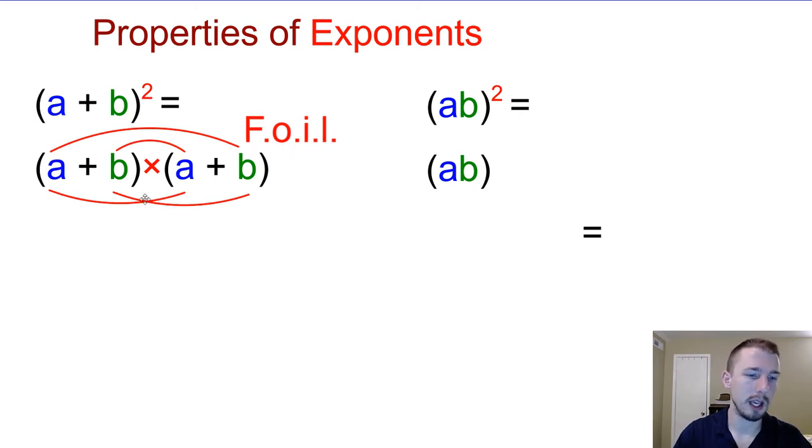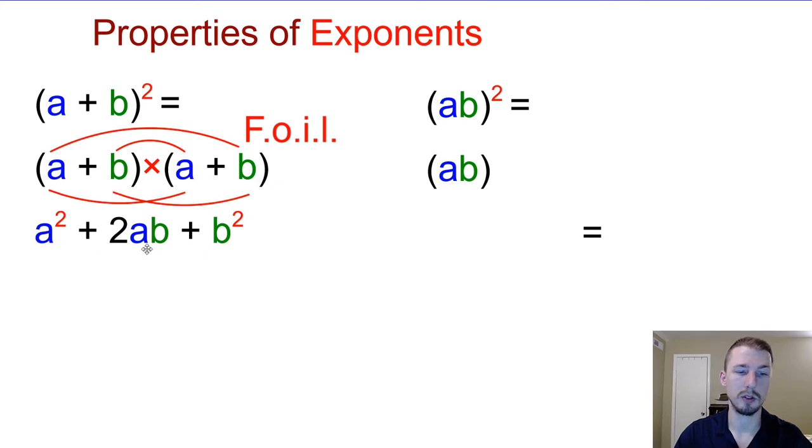So a times a would be the first. The outside is a times b, which is just ab, and then the inside is ba, which is the same thing as ab, and then the last is b times b, which is b squared. So all that together would be a squared plus 2ab plus b squared. Alright, so the reason that this ended up happening this way is because the exponent was being distributed through addition instead of multiplication. If it was being distributed through multiplication, it's a whole lot easier.